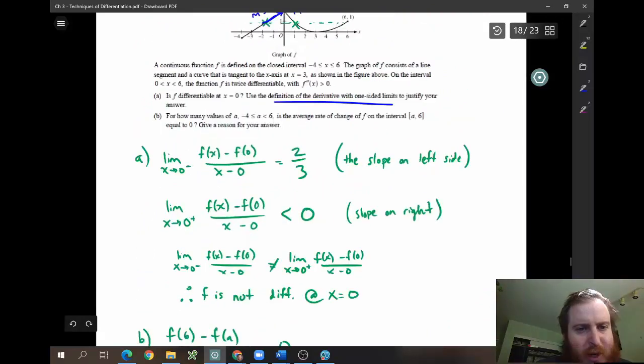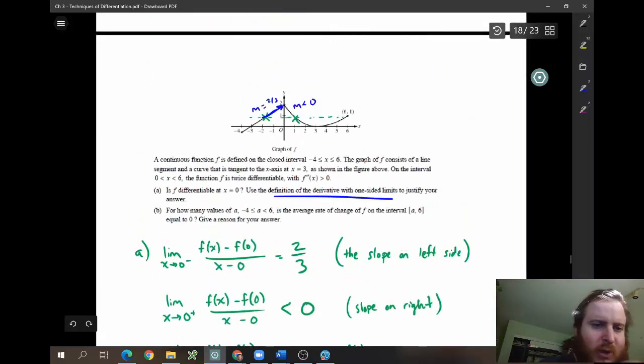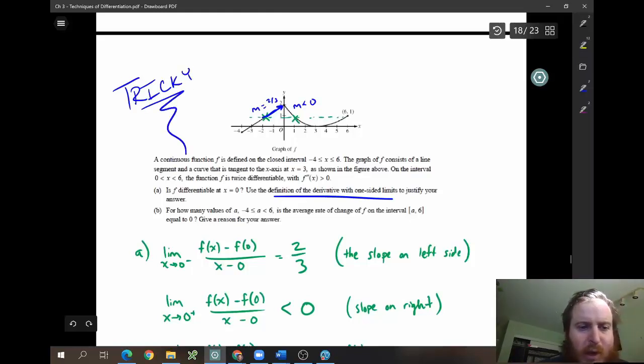Okay, B was tricky. If you missed this question, by the way, this question honestly was super, super tricky. This is way trickier than anything that's going to be on your final, and most likely it's going to be trickier than anything on your AP exam. But there are always certain questions that are tricky and then other questions that are more straightforward. So this is one of those tricky ones.